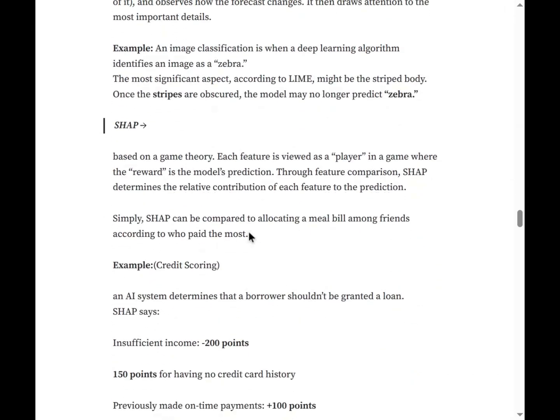So, SHAP. SHAP is based on game theory. Each feature is viewed as a player, and the reward is the model prediction. So, this tells us the relative contribution of each feature to the prediction. Suppose it is compared to a party of friends who went to a restaurant, and it was compared to allocating a meal bill among friends according to who paid the most, the contribution.